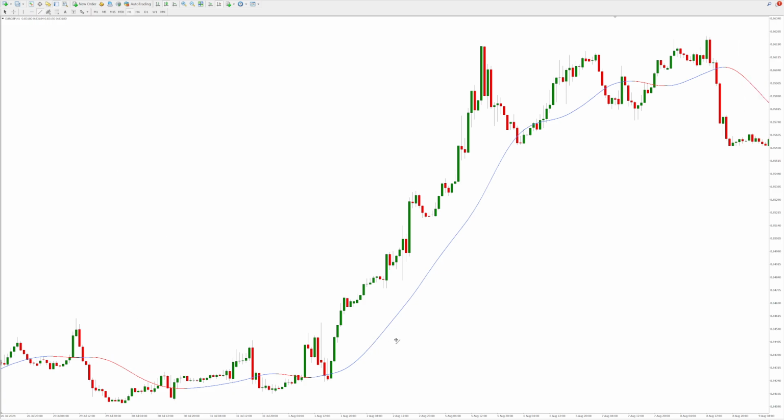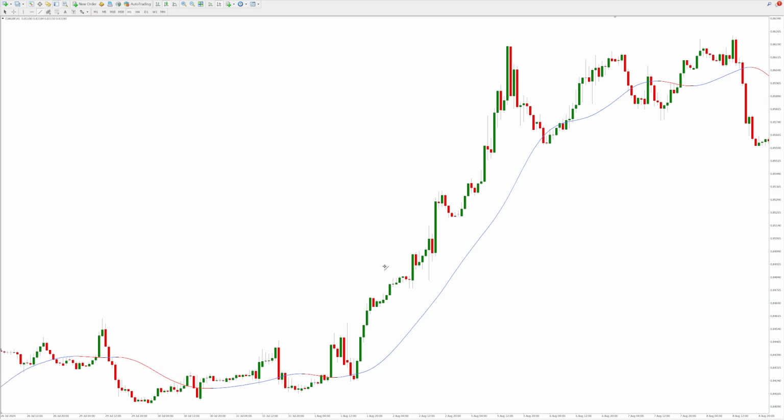Okay, so how would I use the Coral indicator? Enough of me waffling on, let me show you. So I'm going to draw this level of support here. Okay, we can see that price is making higher lows. We're expecting an uptrend. Okay, got our resistance level here.